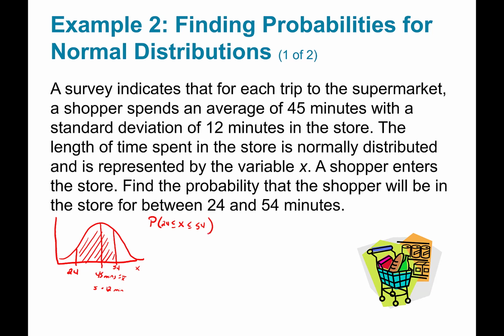Remember, it doesn't matter if you include the equality or not for a normal distribution, but just out of practice, remember between means we're going to include those values. So I've got 24 is less than or equal to x, less than or equal to 54. If you wrote out just 24 is less than x, less than 54 for a normal distribution, that's okay. And so, well, now we have to convert to z. But the problem is we have two values, so we have to do two different z-score calculations.